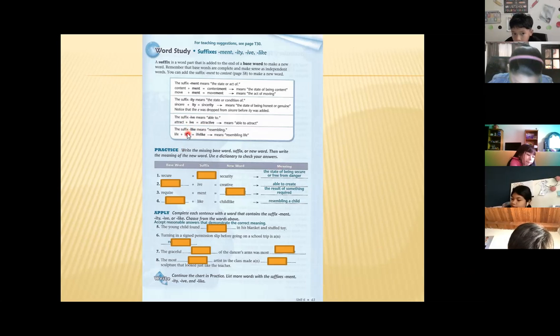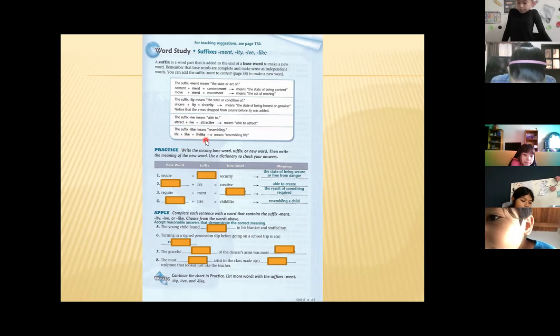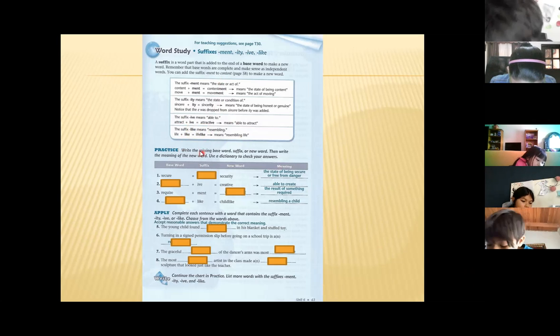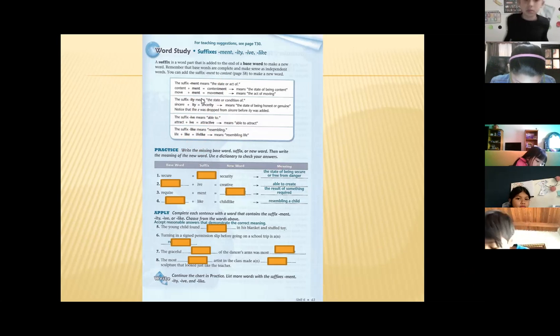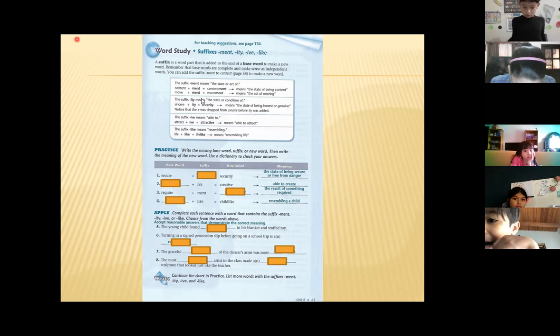Now, what about the suffix like? It means something that is resembling. Life plus like, we have lifelike. It means resembling life. So we're going to use these four suffixes: we have the suffix meant, we have the suffix ed, we have the suffix if, and the suffix like. These four suffixes we're going to use to complete these words.